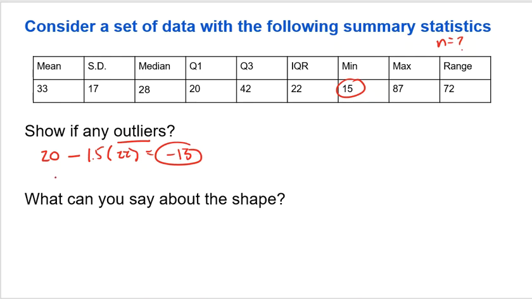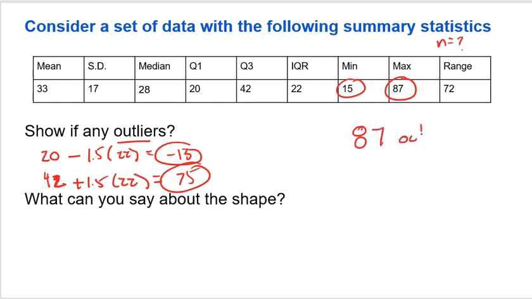Now, what about upper outliers? I'm going to take Q3, 42. I'm going to add 1.5 times the IQR of 22, and I get 42 plus 1.5 times 22, and I get 75. Now, are there any values bigger than 75? Well, the max is 87, so absolutely. But listen to what I'm about to say. The max is definitely an outlier.